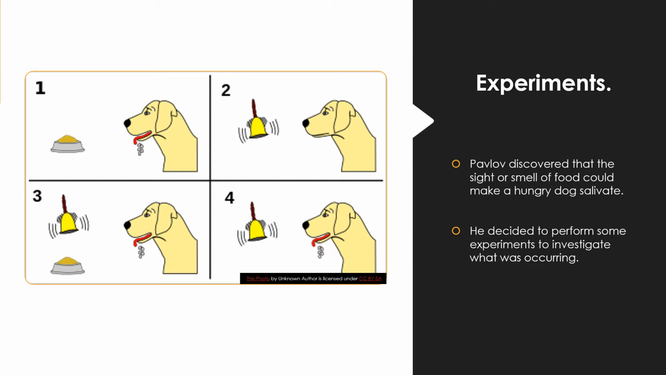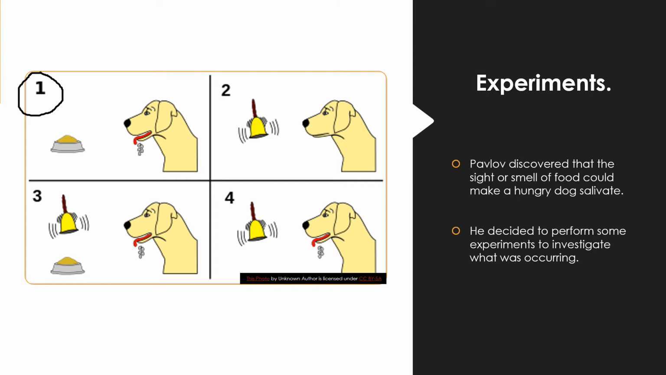So I have a picture here, and we're going to go over it number by number. Here was his experiment. Pavlov discovered that the sight or smell of food could make a hungry dog salivate, or drool. So he decided to perform some experiments to investigate what was occurring. What Pavlov would do is place meat powder on the dog's tongue, or show the dog food, and it made the dog salivate, like you see in picture number 1 here. That's a natural response. The dog sees food, it's going to get excited, maybe drool a little bit.